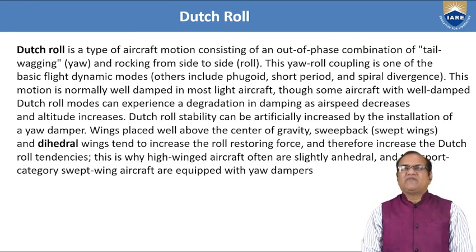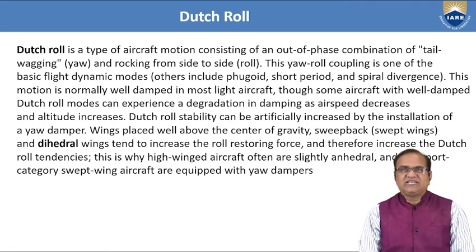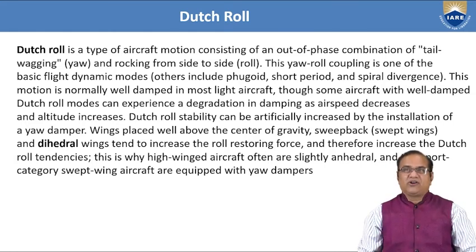Dutch roll is a type of aircraft motion consisting of an out of phase combination of tail wagging, yaw, and rocking from side to side, that is the roll. So yaw and roll are combined. This yaw roll coupling is one of the basic flight dynamic modes. Others include the phugoid, short period, and spiral divergence.